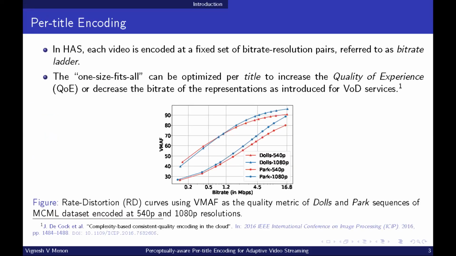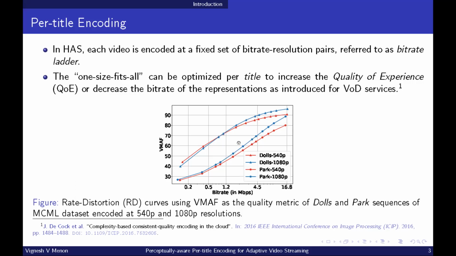In live streaming applications, a fixed set of bitrate resolution pairs known as a bitrate ladder is used for simplicity and efficiency, to avoid the additional encoding runtime required to find optimum resolution bitrate pairs for every video content. However, an optimized bitrate ladder may result in decreased storage or delivery cost and increased quality of experience.